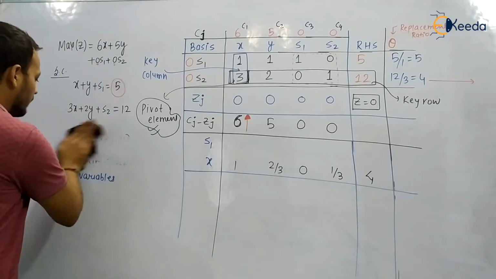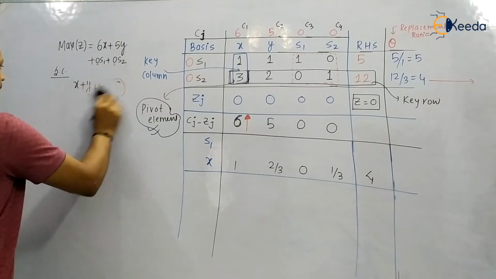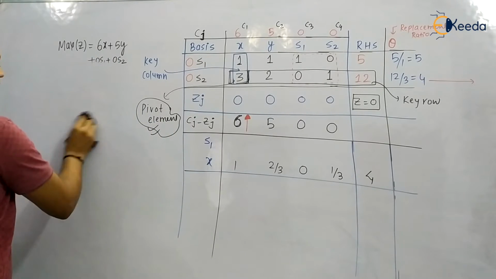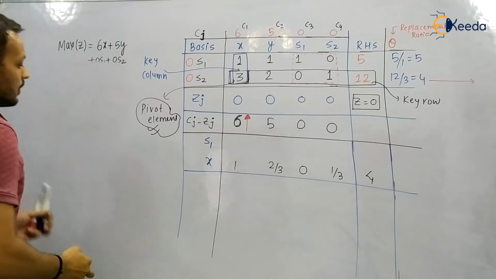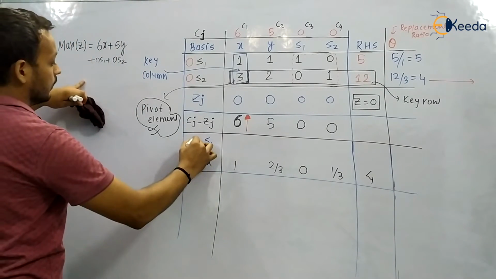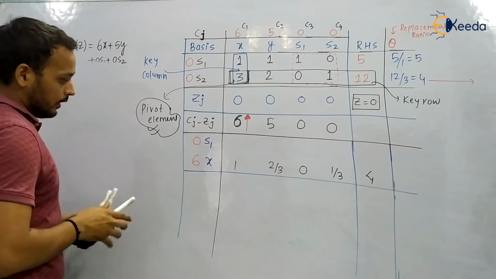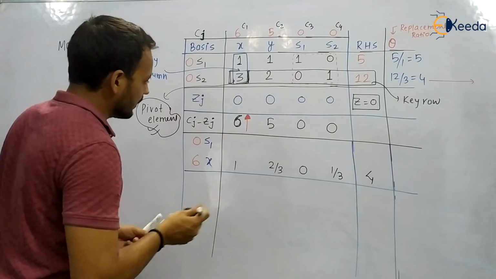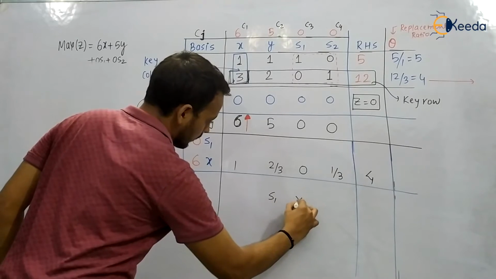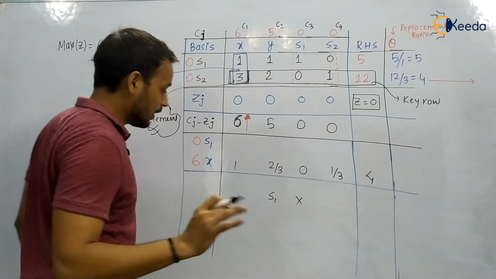And how to decide the other values? You know that the basic variables, now the basic variables are S1 and X. So the basic variables are going to make an identity matrix within the simplex table. And here you can write the coefficients from the objective function, 0 and 6. So the basic variables are S1 and X, and they must make the identity matrix within the simplex table.